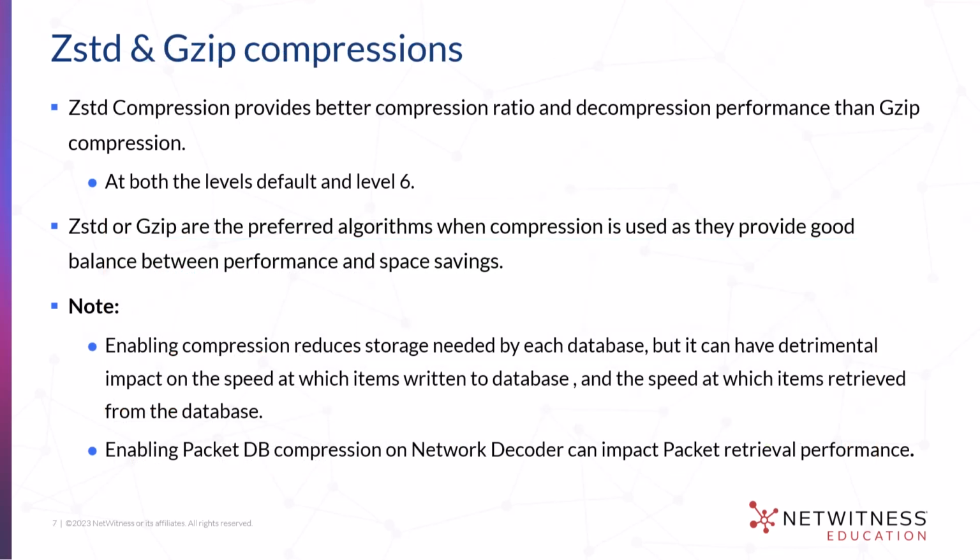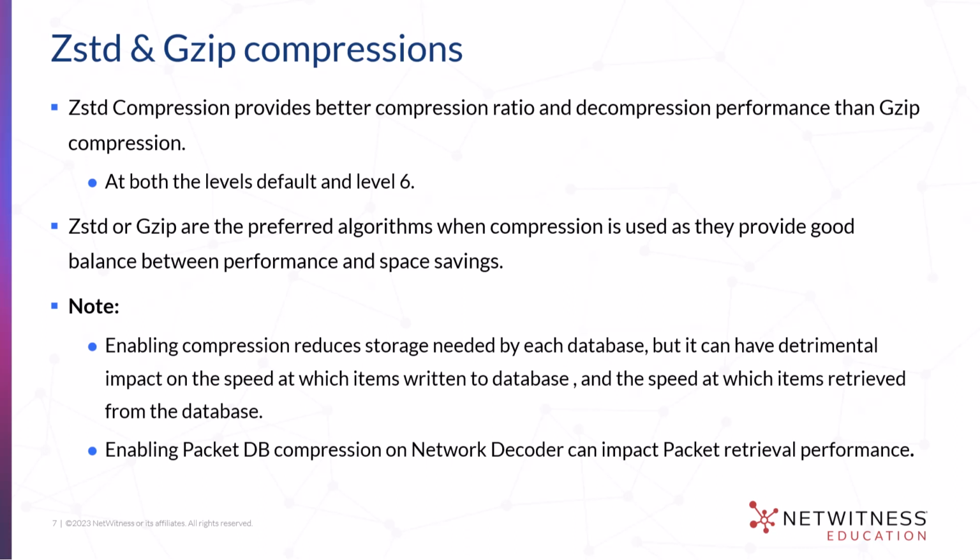Here are some highlighted points about the Zstandard and gzip compressions. The Zstandard compression provides better compression ratio and decompression performance than gzip at both levels, like the default and the level 6. Zstandard or gzip are the preferred compression algorithms when compression is used, as they provide a good balance between performance and space savings. Here are a few points to note when enabling compression.